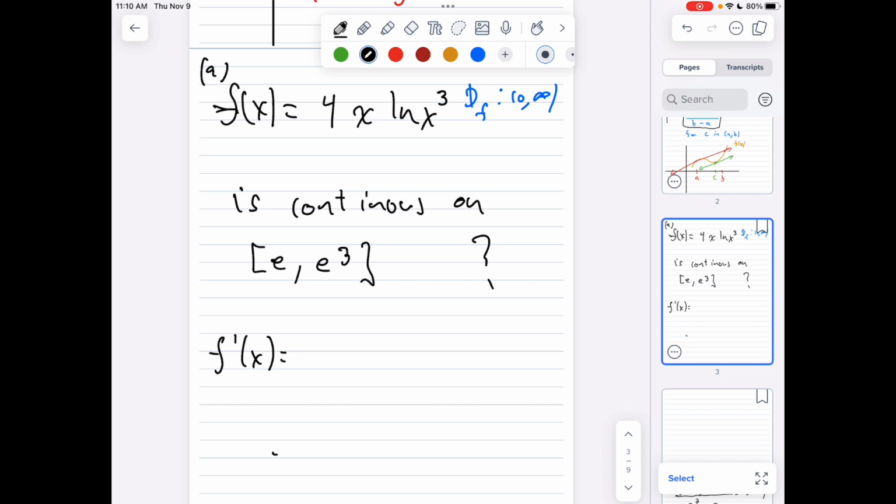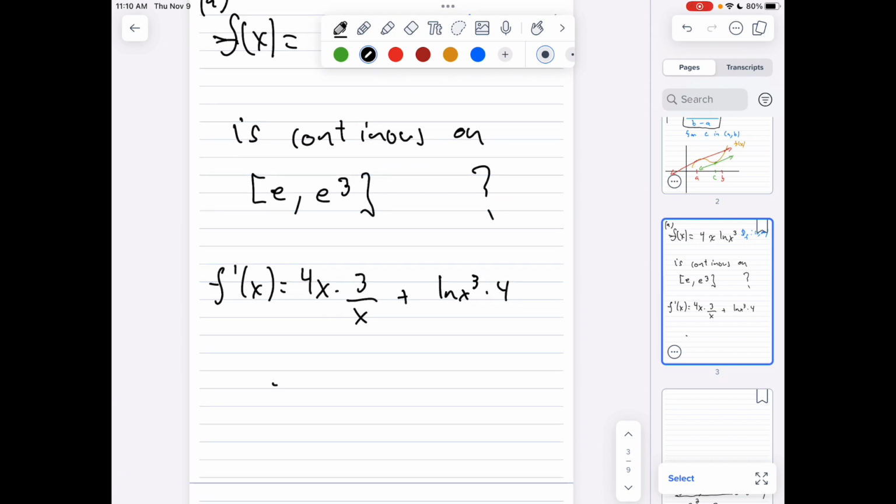If I took the derivative of my function, say I was just asked to find a formula regardless of a specific point, I'd use the product rule, and I get 4x times 3 over x plus ln of x to the third times 4. We use the product rule, and I would suggest you stop the video at this moment and try to calculate this yourself, just to verify.